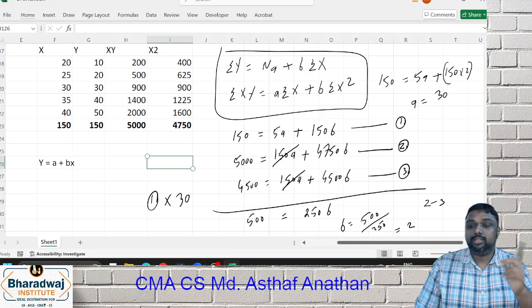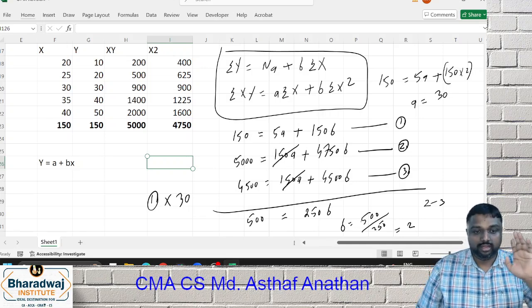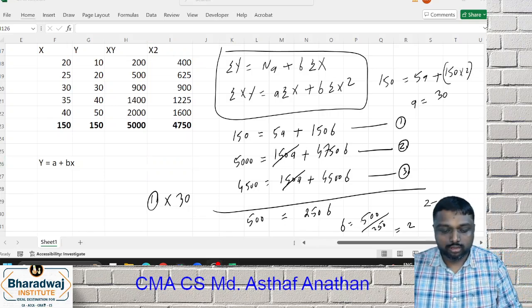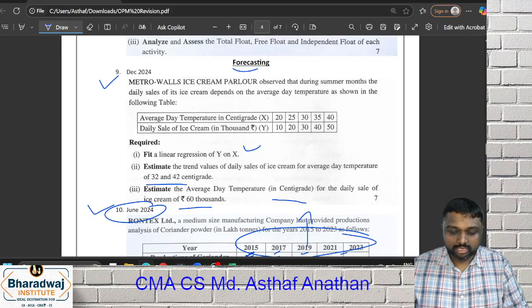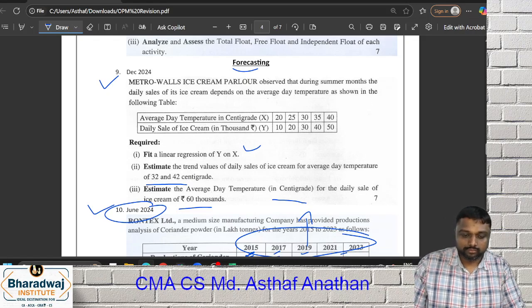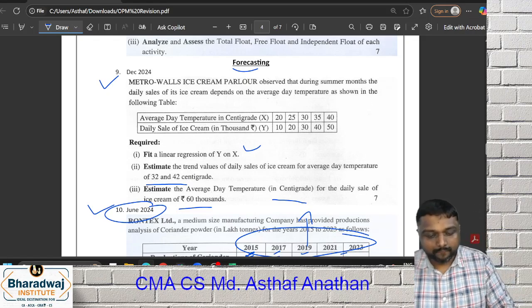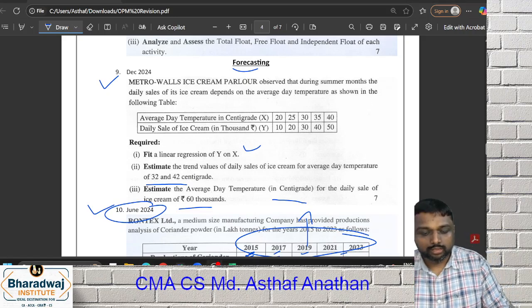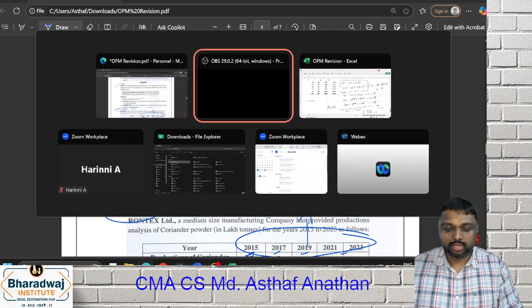300 minus 150, 150, 150 by 5, 30. Now you can approach y. The question is asking you to estimate the trend value of ice cream for an average day temperature of what? 32 and 42 centigrade. So what is it for 32? What is it for 42?